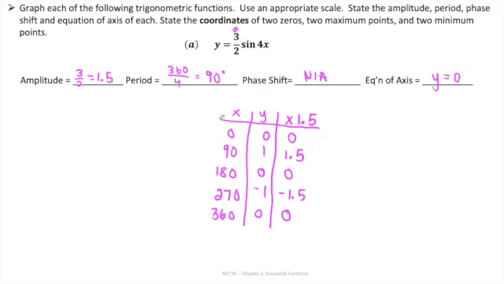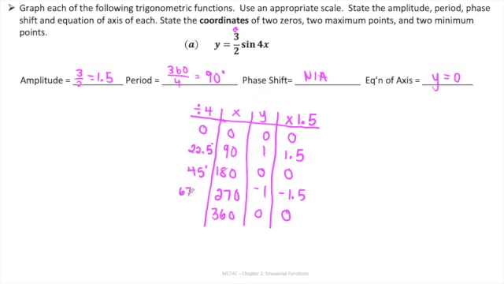And then we are going to take our x values. Remember, our period is how wide our graph is. So normally it's 0 to 360 degrees, but we are dividing that by 4. So we're going to take each of our values here and divide each point by 4. So 0, 90 divided by 4 is 22.5. 180 divided by 4 is 45 degrees.